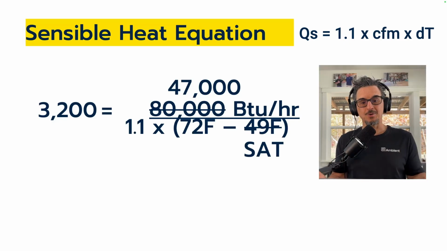So if you look at this equation, and for sake of this example, we're going to assume we have a constant volume system at 3,200 CFM. What could change here to make this equation balance? It's very obvious your supply temperature has to change.